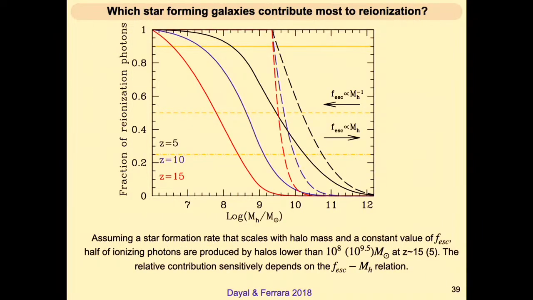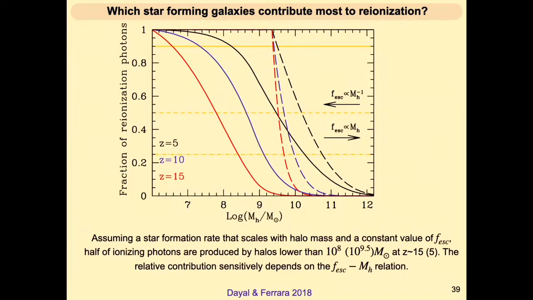Okay, so just to show you how these things actually evolve, what I'm showing you here is the fraction of reionizing photons that are coming from galaxies as a function of the halo mass. This is for 3 different redshifts. Let's just look at this redshift 10, which is the intermediate line. So if I assume a constant escape fraction, so it's the same for all halos, the star formation efficiency scales with the halo mass. What you're going to find is that low mass systems will provide most reionizing photons.